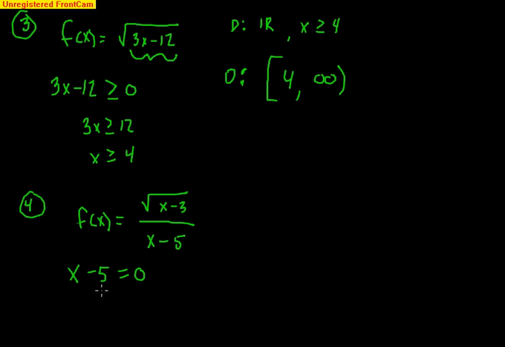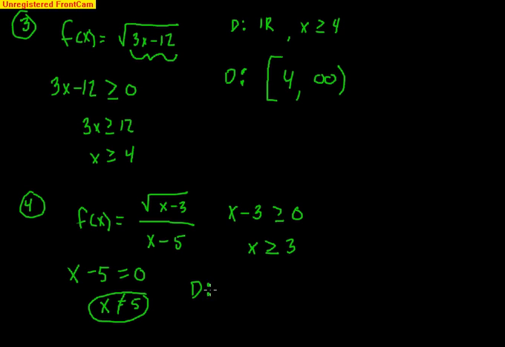So set it equal to 0, add 5 to each side, and I get x equals 5. So the number I have to avoid is 5. I'm not allowed to be 5. I've got to avoid it. Up top, the number inside of the square root, the x minus 3, has to be greater than or equal to 0, just like above. Add 3 to each side. x has to be greater than or equal to 3. So that means that any number greater than 3 works, but I have to skip over 5.